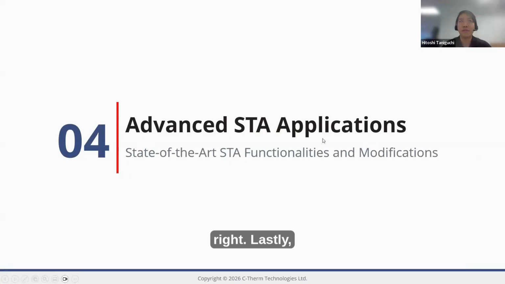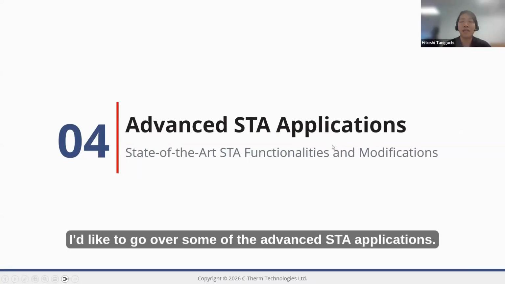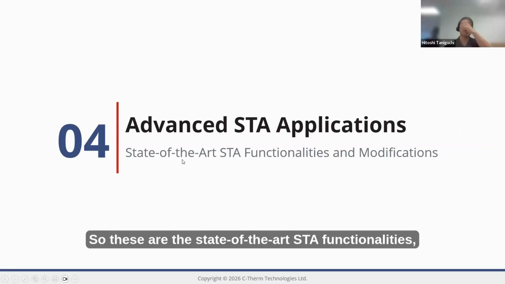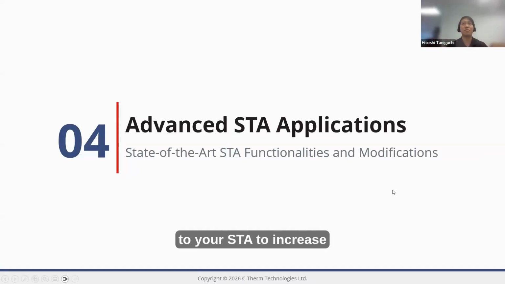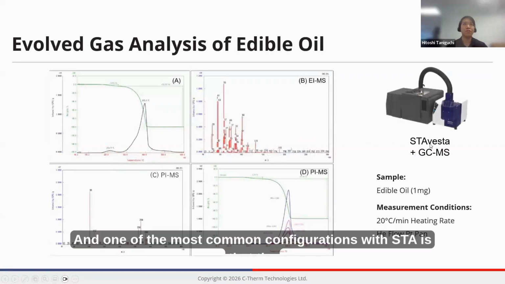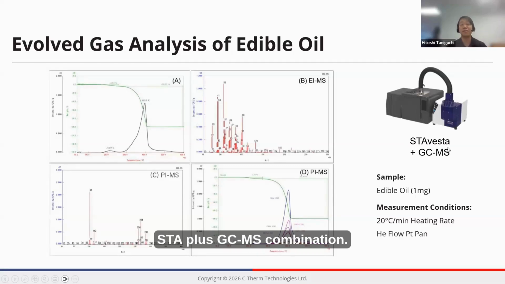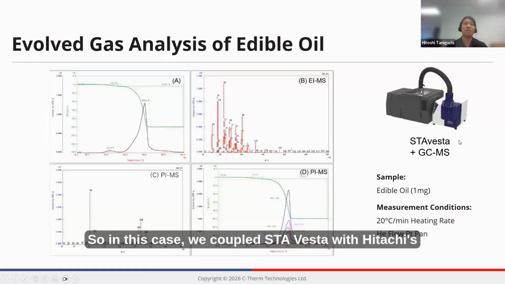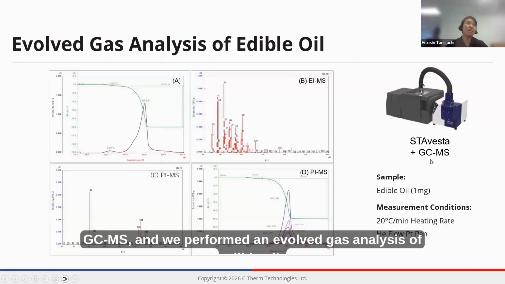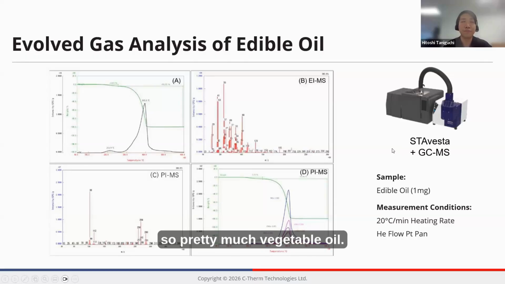All right. Lastly, I'd like to go over some of the advanced STA applications. These are the state-of-the-art STA functionalities, modifications, and other nice things that you can add to your STA to increase your measurement capacities. One of the most common configurations with STA is the STA plus GCMS combination. In this case, we coupled STA Vesta with Hitachi's GCMS, and we performed an evolved gas analysis of edible oil, so pretty much vegetable oil.